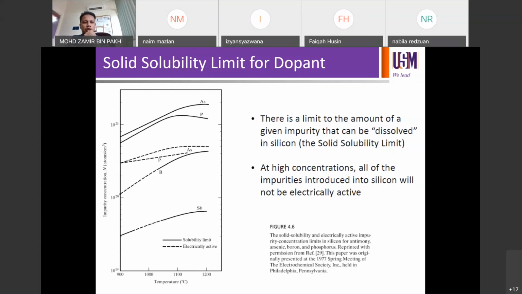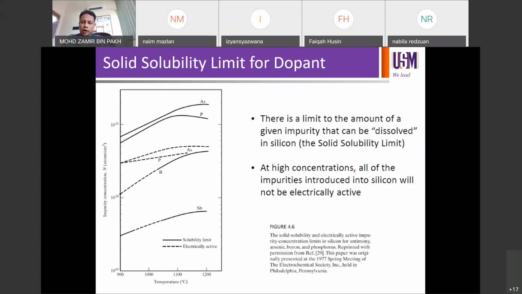Right, a solid solubility limit for dopant. So there's a limit for the amount of given impurity that can be dissolved in silicon. When you say that you want to diffuse a dopant into silicon, there's a maximum limit, if you like, of impurity that can be dissolved in silicon. So you cannot exceed that value at a particular temperature. So at high concentrations, all of the impurities introduced in the silicon will not be electrically active.